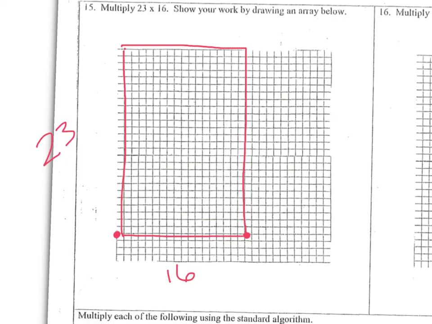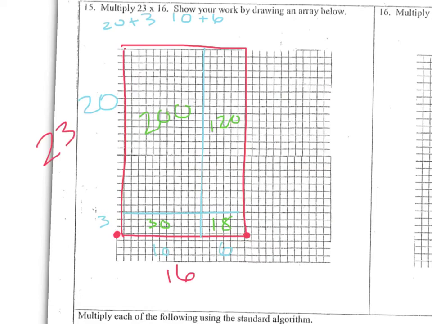Again, we will break up 23 into 20 plus 3, so this will be 20, and here we have 3, and then 16 we need to break up into 10 and 6. So now we just have to multiply and find the insides of your array.